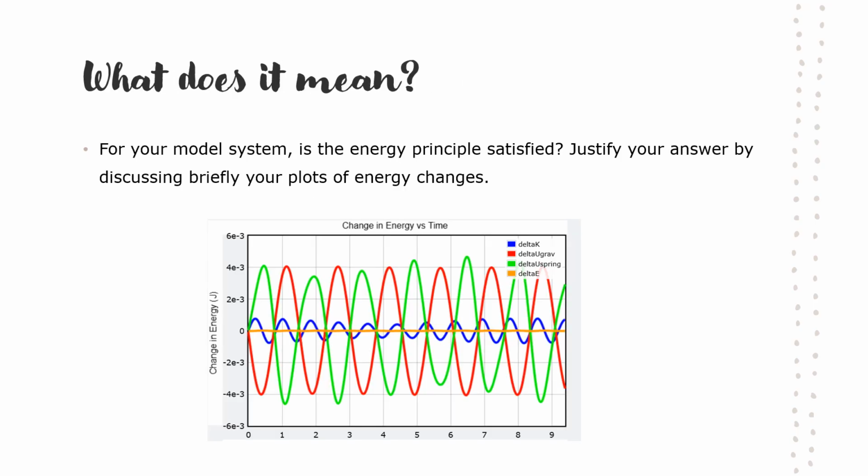So for the "what does it mean" question, it says: for your system, is the energy principle satisfied? Well, we can see from our graph from our GlowScript code that there is plenty of energy coming in and out, the gravity and the spring force, but we can see this orange line, it's like a plateau, and the zero is the change in energy, and we see that energy is not being created nor destroyed, meaning that this does in fact support the energy principle.